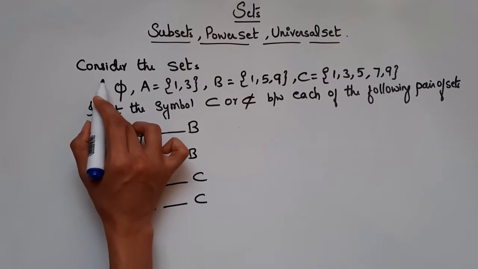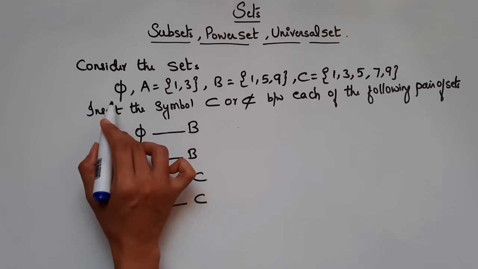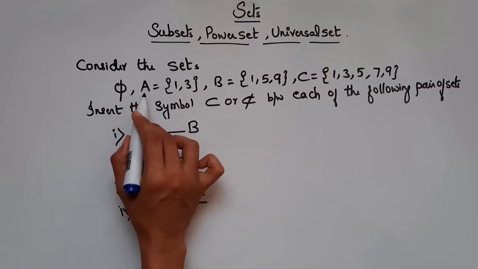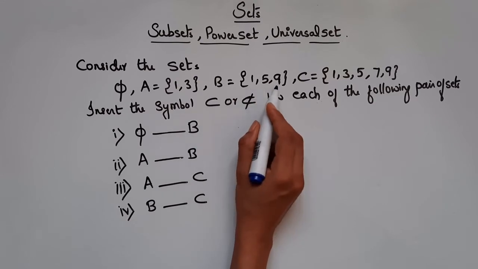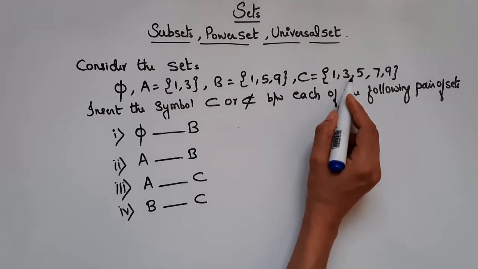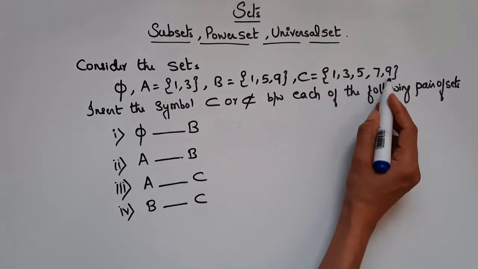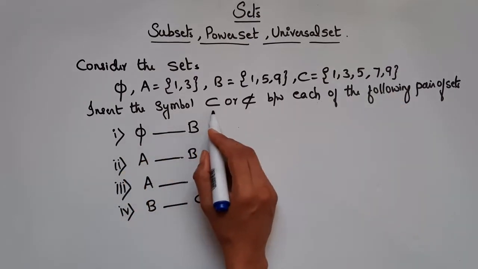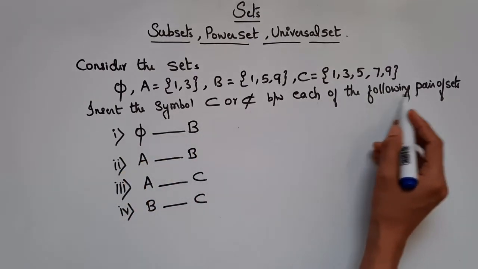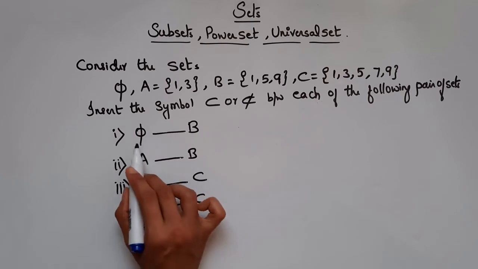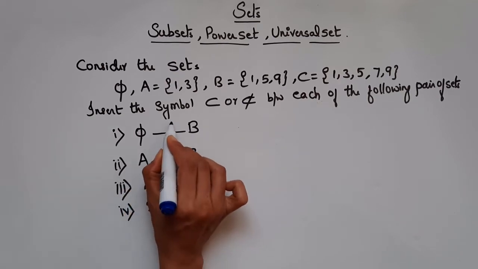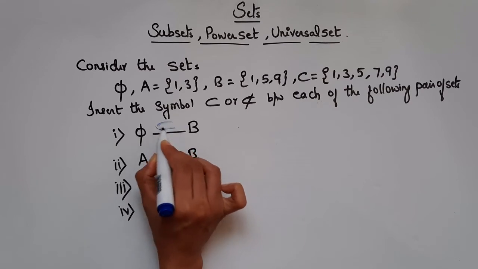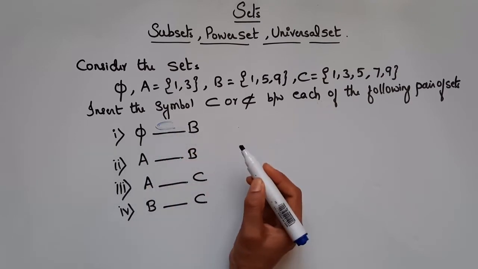So now let's see this example. Here it says consider the sets. Here we have pi which is an empty set, and we have set A where the elements are 1, 3, and in set B we have 1, 5, 9 and in set C we have 1, 3, 5, 7, 9. Insert the symbol subset or not a subset between each of the following pairs of sets. So here we have the empty set. We know the empty set is a subset of any set. So it's a subset of, here it's given B.